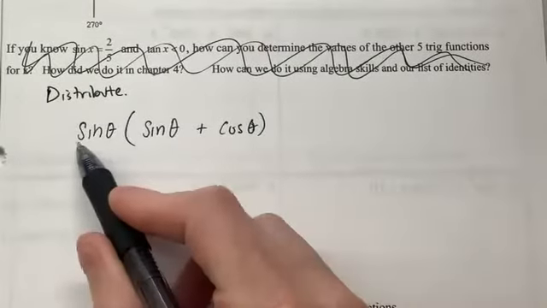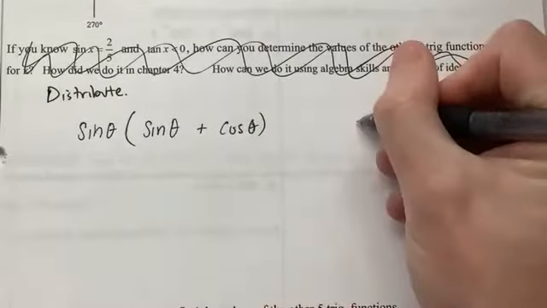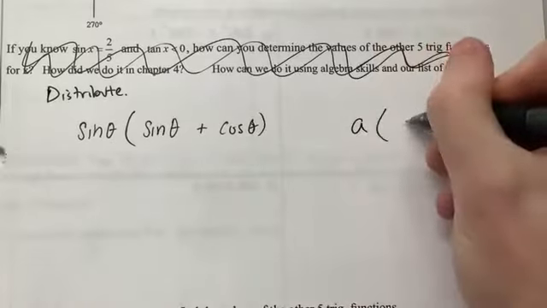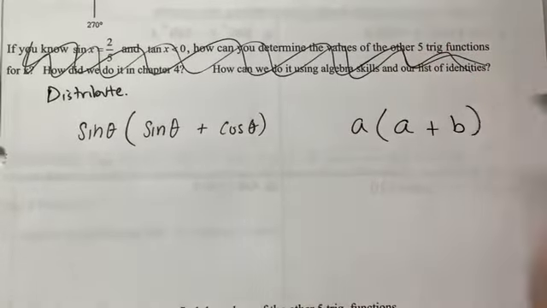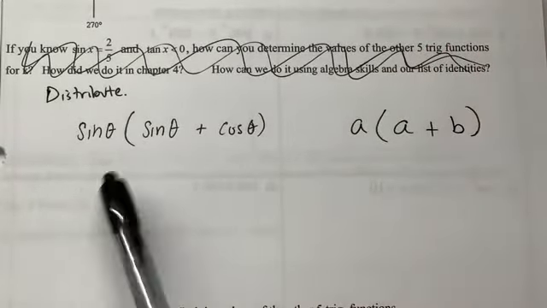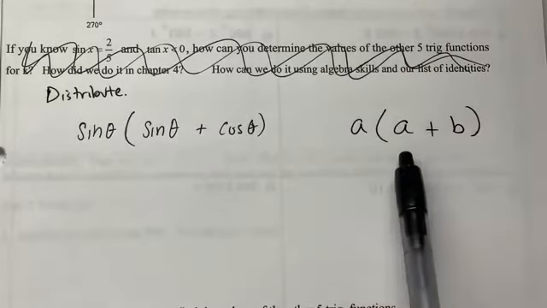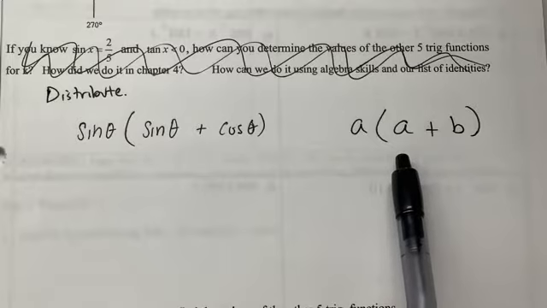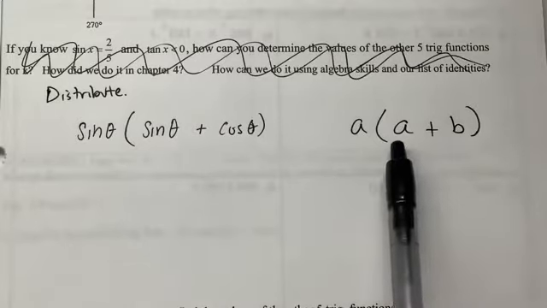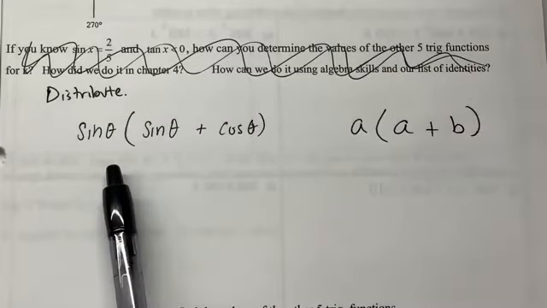But if I see this, I kind of see something that looks like this, maybe like A times A plus B. So if I know how to distribute something like this, it's going to distribute the same way. So you still might not be totally sure how it would look, but if you know how to distribute that, you should be able to distribute this the same way.